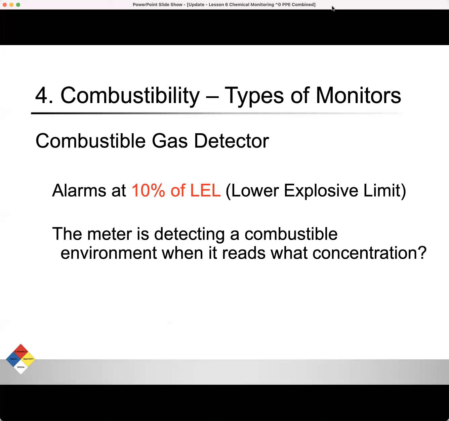You can change this, but standard practice is for the LEL sensor to alarm at 10% of the LEL. So once that reading gets to 10, it will alarm. So 10 or higher, it will alarm. Okay? That means you still have 90% of the LEL to either reduce the concentration in air or get out of that environment. So if it alarms at 10% and stays at 10% and doesn't get any higher, you are not in a combustible or flammable atmosphere. That alarm at 10% gives us a safety factor to either make the situation better or get out of that atmosphere.